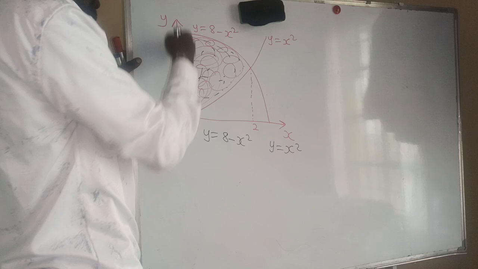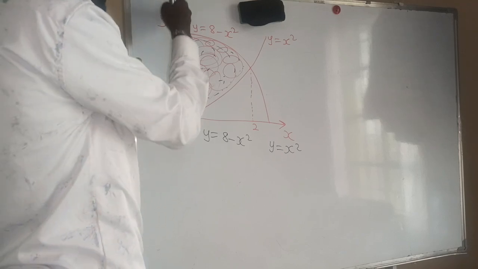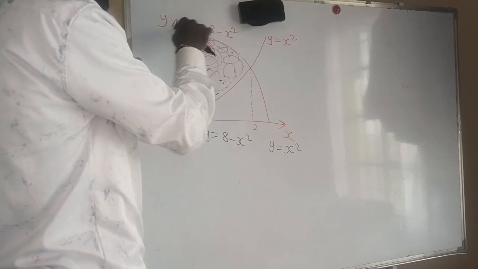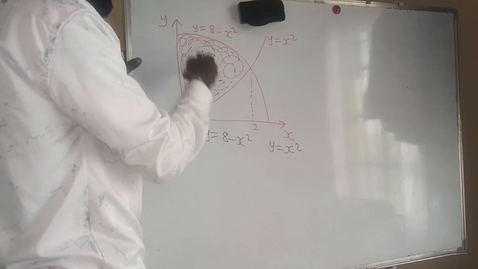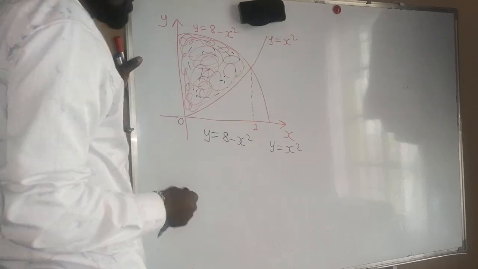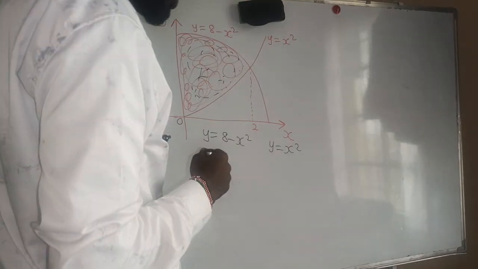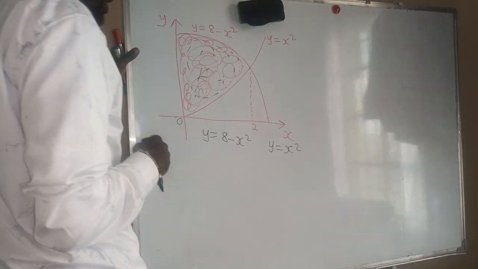So at this point, you're supposed to get the area that is enclosed by the y-axis, y is equal to x squared, and y is equal to 8 minus x squared. Because these two curves are enclosing that shaded region with the y-axis, I'm supposed to take the first equation equal to the second equation so that I can get the area within that region, when those two equations intersect and enclose that area with the y-axis.